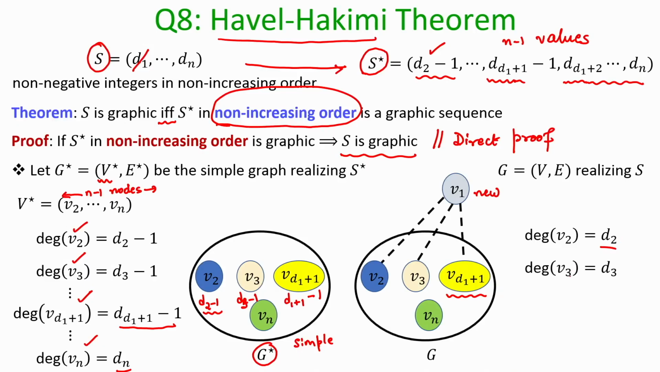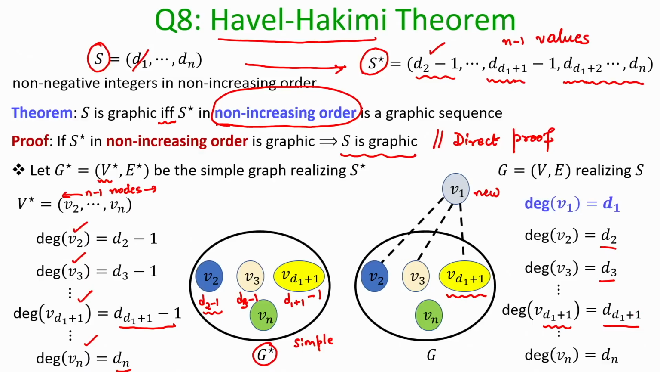Similarly, the new degree of the vertex V 3 will become 1 more than it was earlier. So, it will become d 3, and like that the degree of the d plus 1th vertex will be 1 more than what it was earlier. So, it will become this much, and the degrees of the remaining vertices will remain as they were earlier. And what can I say about the degree of the vertex V 1? It will be d 1, because I have added d 1 edges incident with the vertex V 1. And now you can see that this sequence is nothing but the sequence S.